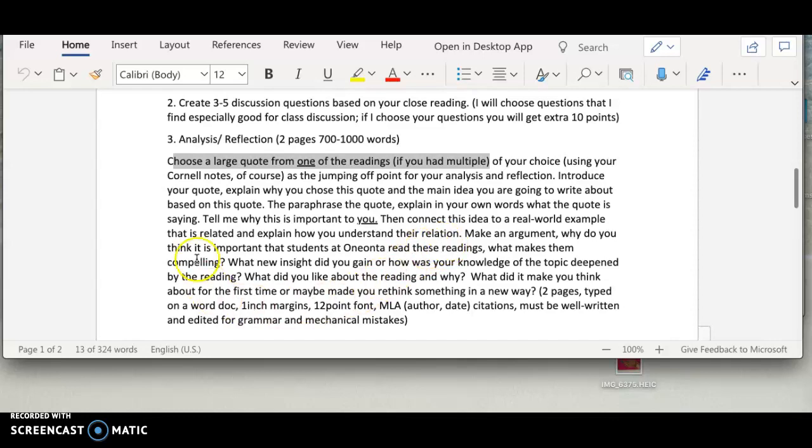And then you have to make an argument. Why do you think that it is important for students at Oneonta, based on this particular thing and this particular example that you're talking about, should read these works, right? Like, why should they read Kindred? Why do you think it's important that I'm teaching this, or why other students should take this class? What about the readings is compelling?